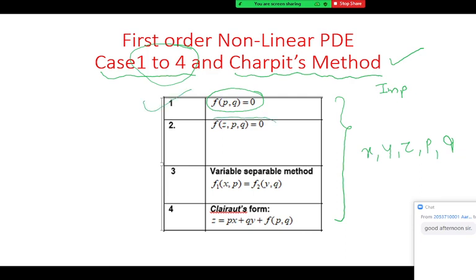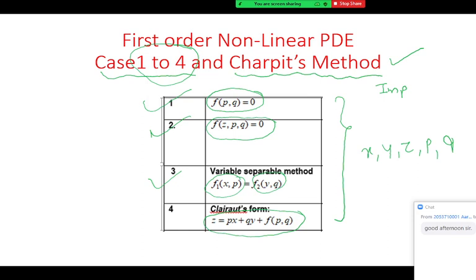Out of that, if only p, q are present, we use case 1, method 1. If only p, q, z are there, we use method 2 to solve it. When x, p and y, q are present, and they are separated on the two sides of the equation, then we use method 3. And the last one is Clairaut's form.